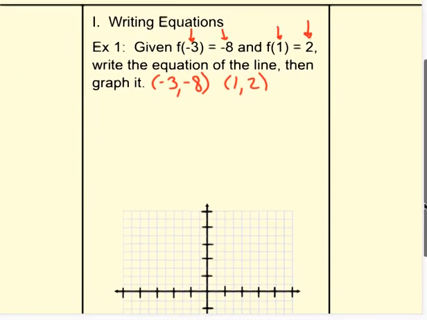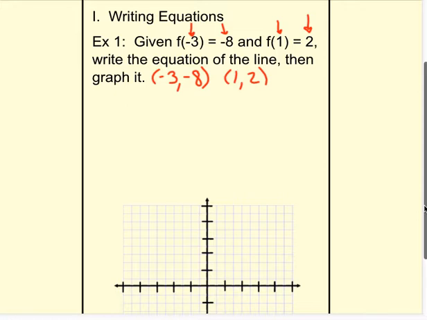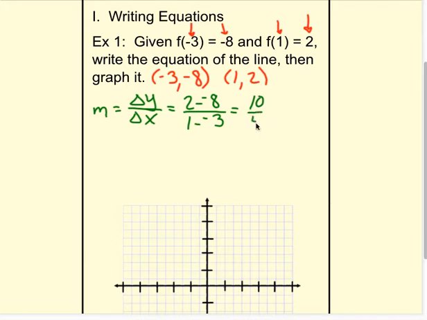Once we have our 2 points, first thing we need to do to write an equation of a line, we need the slope. So the slope formula is change in y over change in x, which means we subtract our y values. Order really doesn't matter with your y's, but whatever order you choose with your y's, you have to keep that same order with your x's. So I'm going to do 2 minus -8 over 1 minus -3, which gives us 10/4 or 5/2 for our slope.